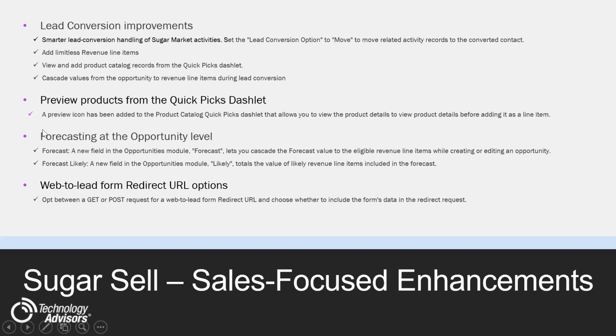At the opportunity level, there are improvements to forecasting. A new field called forecast allows you to cascade the forecast value to the eligible revenue line items when you're creating or editing an opportunity. There's another field, likely, which totals all the value of the likely revenue line items that have been included in that forecast. So you can see that at the line item value.